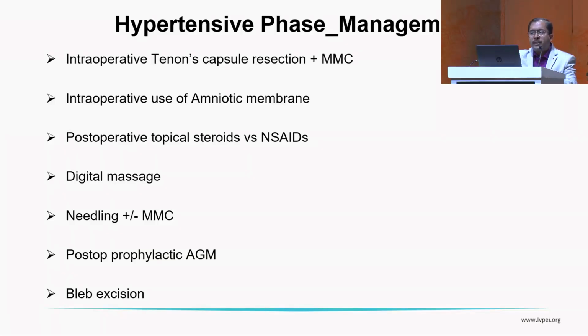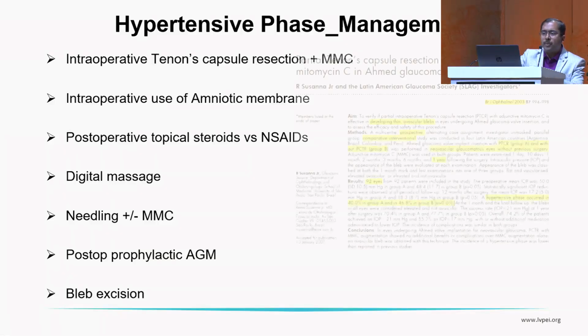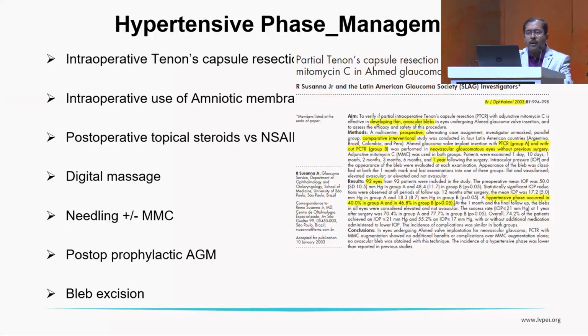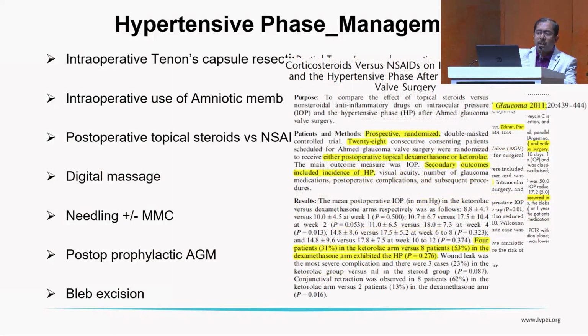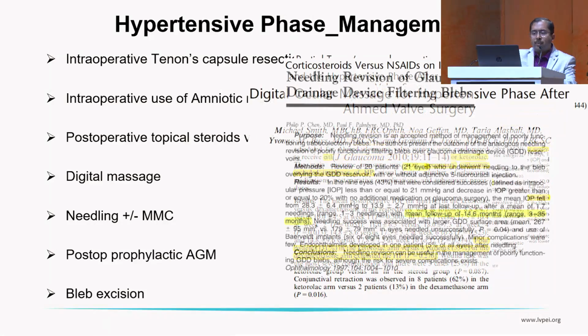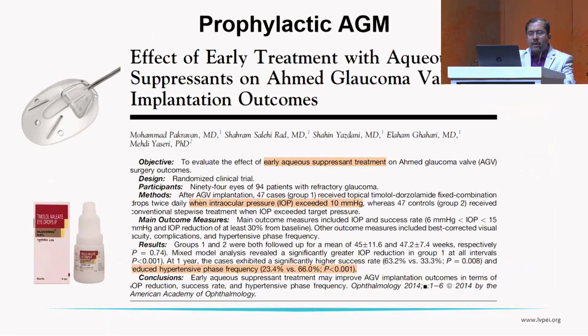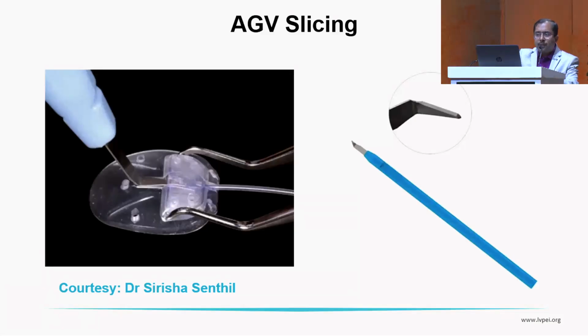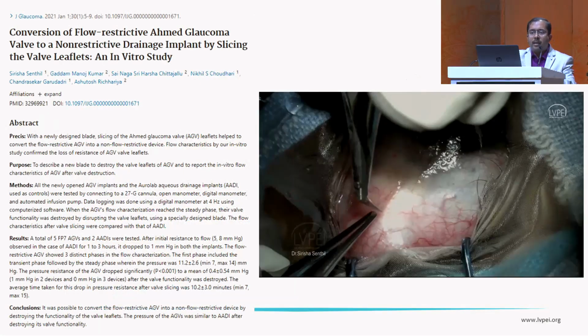The management of the hypertensive phase includes a lot of options like intra-Tenon's capsule resection, amniotic membrane, post-op steroids, and digital massage, but none has been proven conclusively except the post-op prophylactic medications. Post-op prophylactic AGMs act as a medical ligature to prevent the initial flow of inflammatory aqueous. It is proven to be useful in preventing the hypertensive phase as well as reducing its height. AGV slicing is also a good intervention to convert the valve into a non-valve implant; in vitro studies are there, but in vivo studies have not yet been done.